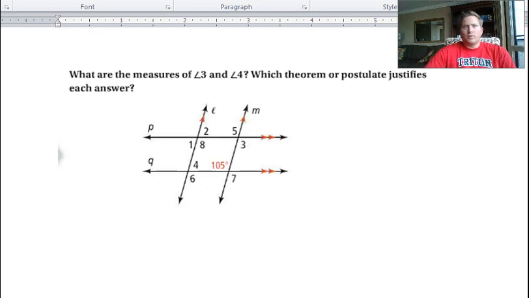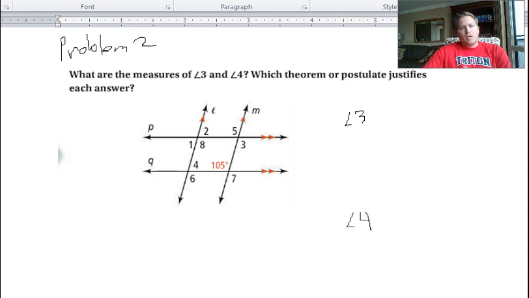Alright, so our problem number 2 right here. We're going to write problem number 2. Okay, it says, what are the measures of angle 3 and angle 4? Which theorem or postulates justify the answer? So we are trying to find what is angle number 3 and what is angle number 4, and we got to prove why. You got to think about this just kind of like one big puzzle. So we have 105, and what would this be? They are vertical angles, so that would also be 105.